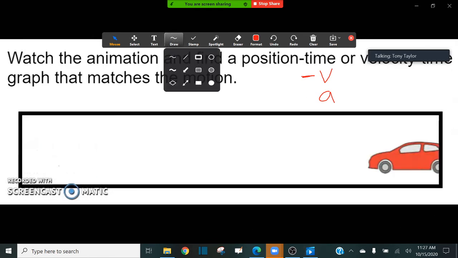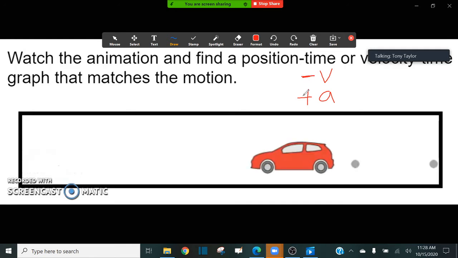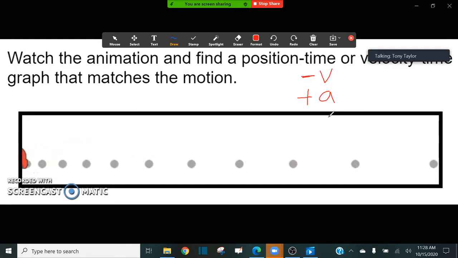And you knew the velocity was negative because the car is moving in the negative direction, right? It's traveling toward the left. So you knew the car had a negative velocity. But how did you know the acceleration was positive? What is the car doing? Is it slowing down or speeding up, guys? Slowing down. Yeah, it's slowing down.